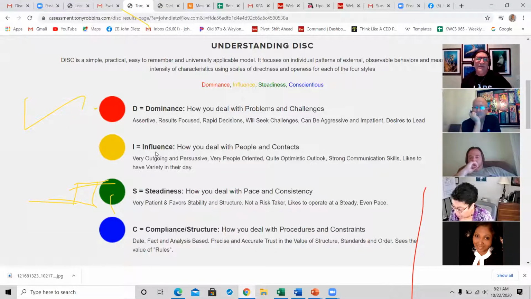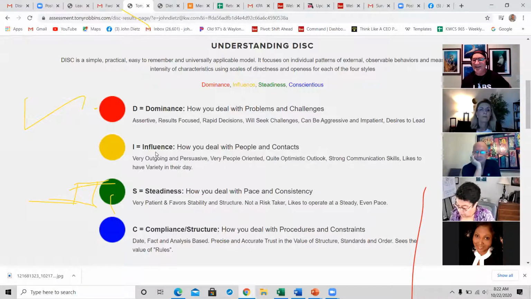A buyer agent, I want someone who leads with their I. Very outgoing and persuasive, very people-oriented, optimistic outlook, strong communication skills, likes to have variety in their day. It's a buyer's agent. Guys, is this making sense? Yes, it is. Okay, good.